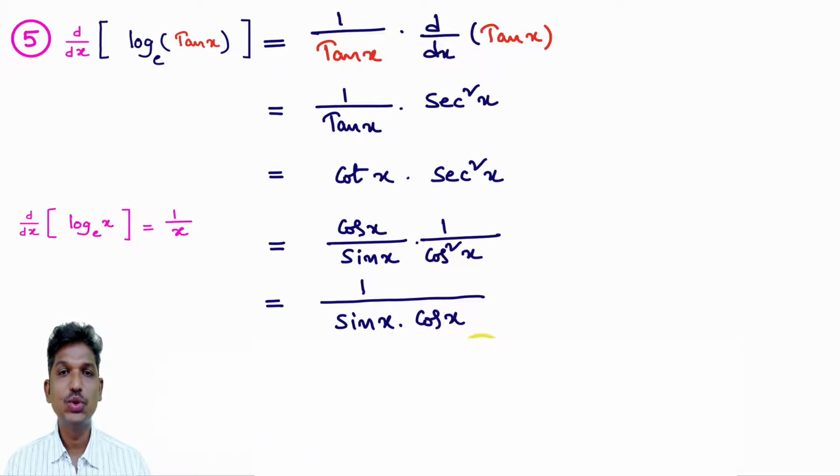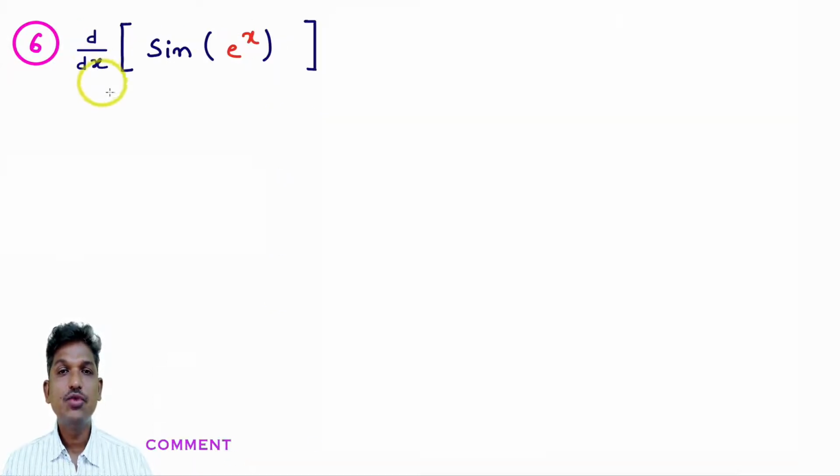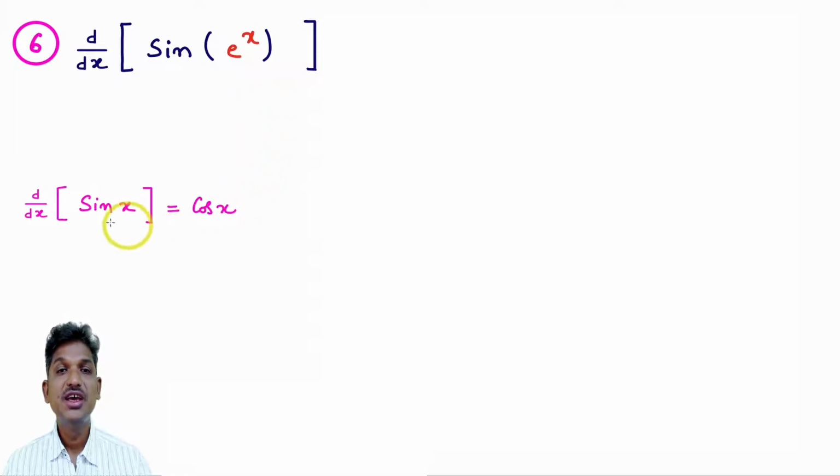Now we will move to question number 6. Derivative of sin of e power x. You learn 23 formulas, na? In those 23 formulas, which formula is suitable here? You see, you learn derivative of sin x is cos x. Right? You know that derivative of sin x is cos x. What I'll do here, you need to differentiate sin of e power x. I'll imagine this e power x as x. Then it looks like sin x.